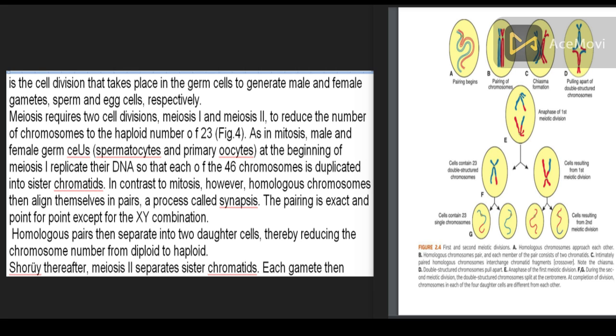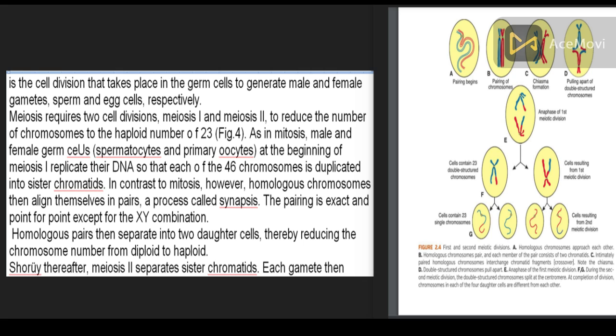Meiosis is the cell division that takes place in the germ cells to generate male and female gametes, sperm and egg cells, respectively. Meiosis requires 2 cell divisions, meiosis I and meiosis II, to reduce the number of chromosomes to the haploid number of 23, Fig. 4. As in mitosis, male and female germ cells, spermatocytes and primary oocytes, at the beginning of meiosis I replicate their DNA so that each of the 46 chromosomes is duplicated into sister chromatids. In contrast to mitosis, however, homologous chromosomes then align themselves in pairs, a process called synapsis.